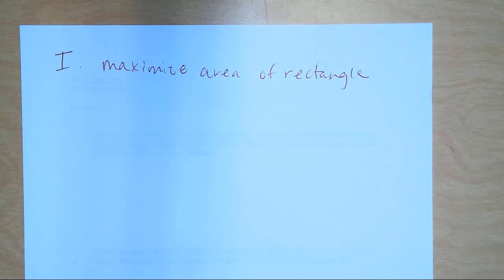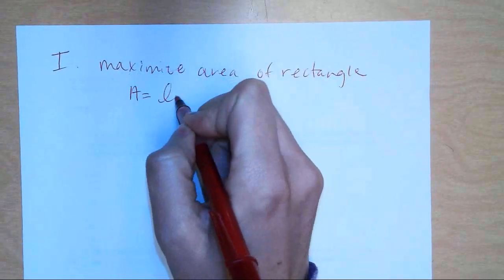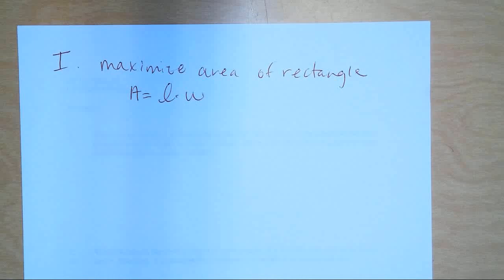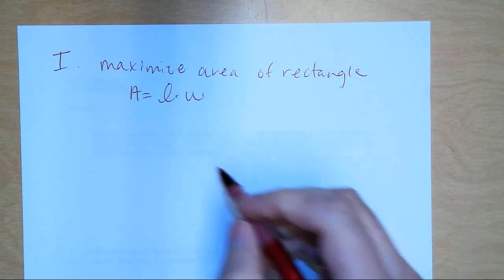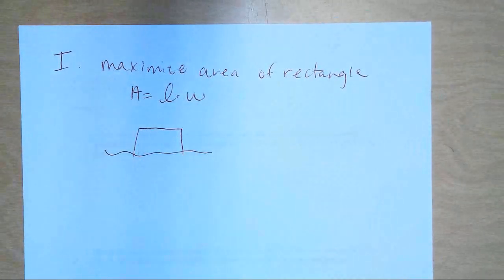The next thing on the template says, write an equation for that. What is the area of a rectangle? Length times the width. I'm also going to draw a picture. So here's my river. Here's my 3 sides. That's a horrible rectangle, but I think you understand what's going on.